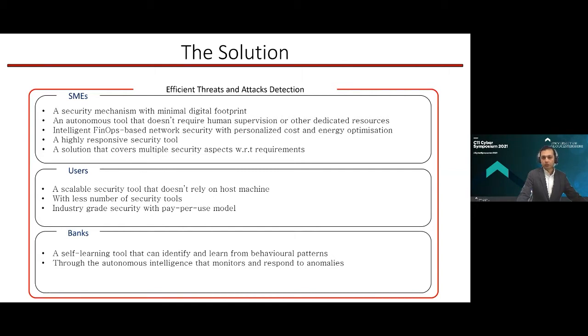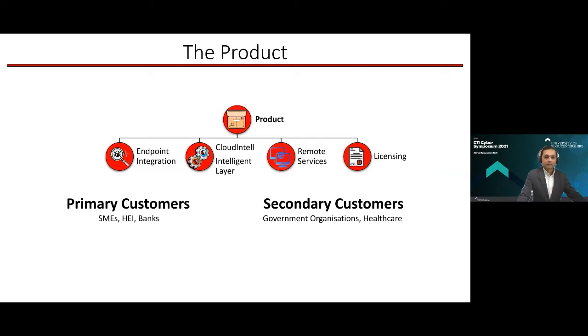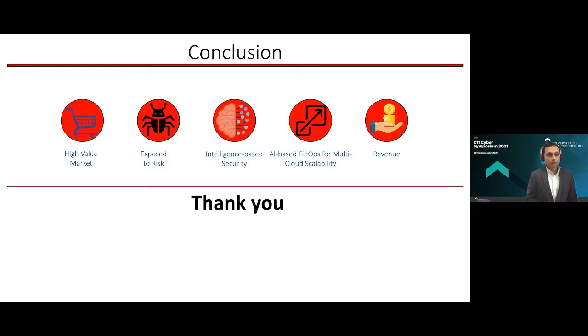As a product, it has multiple phases. Endpoint integration can be integrated on the endpoint or client side. The cloud intelligent layer can be incorporated through API, providing remote services and licensing. Primary customers are SMEs, higher education institutes, and banks; secondary customers are government organizations and healthcare. To conclude, it's a high value market which is exposed to risk. We provide intelligence-based security and an AI-based FinOps for multi-cloud scalability, with a provision of higher revenue. Thank you.